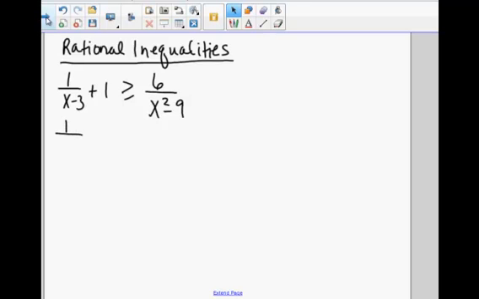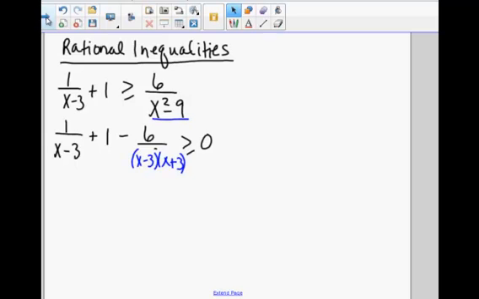So you have to rewrite it as 1 over x minus 3 plus 1 minus 6 over x squared minus 9 is greater than or equal to 0. Okay, now in order to put these together, you have to get a common denominator. I'm going to go ahead and change this. Instead of x squared minus 9, that is a difference of 2 squares, so that's going to become x plus 3 times x minus 3.